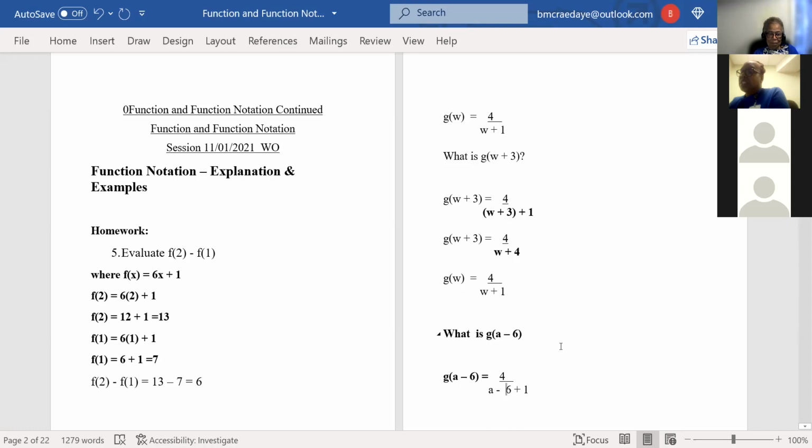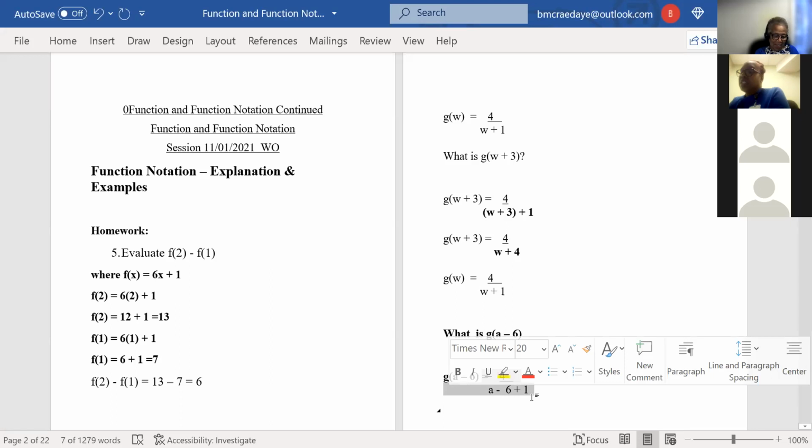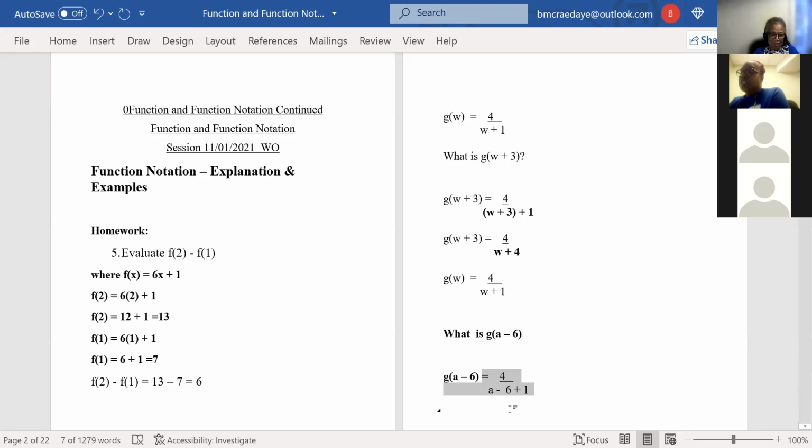A minus 7. Minus 6 and a plus 1 gives what? A minus 5. Minus 5. So what would be the answer? 4 over A minus 5. That's right. You got it. So that would be 4 over A minus 5.